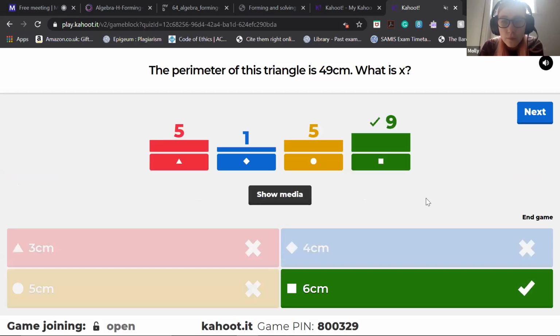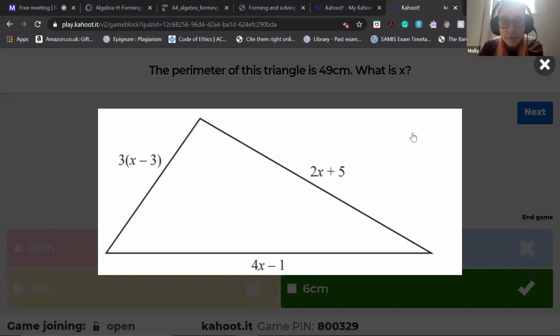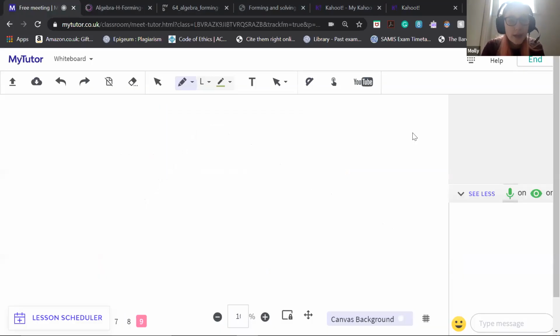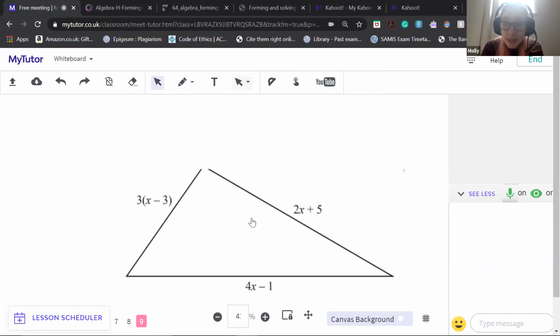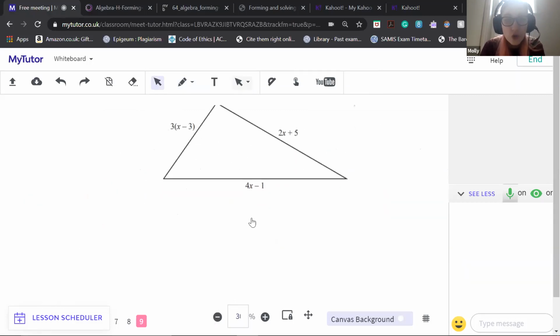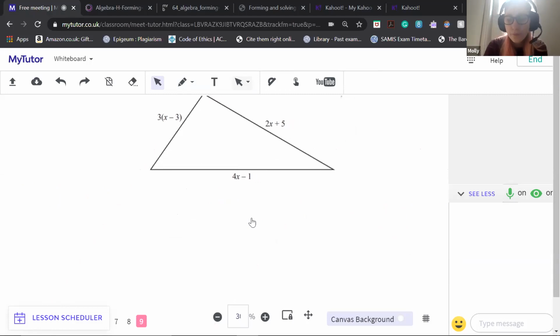Okay, cool. So most people got it. Some people a bit confused by it. So let's have a look, shall we? Let's copy and paste this. So we know that the perimeter is 49. I will be explaining these fairly quickly to make sure that we get through them all, but I'll try to make it as clear as I possibly can.